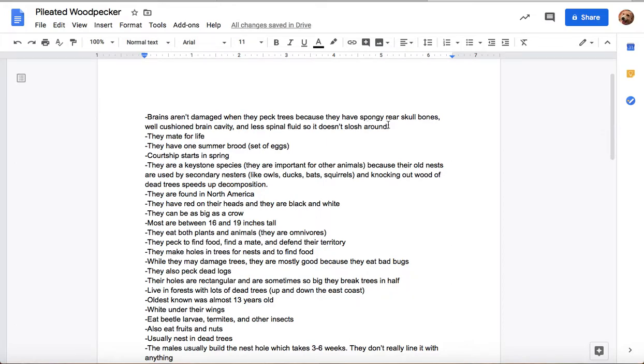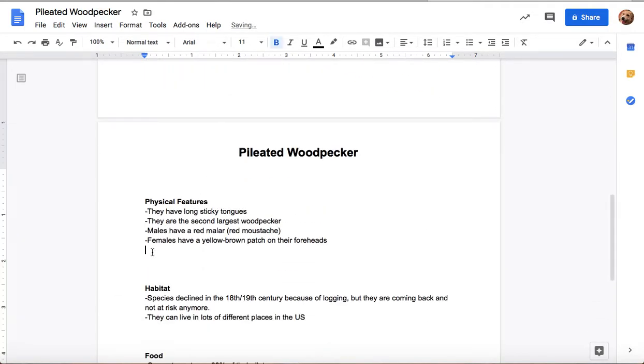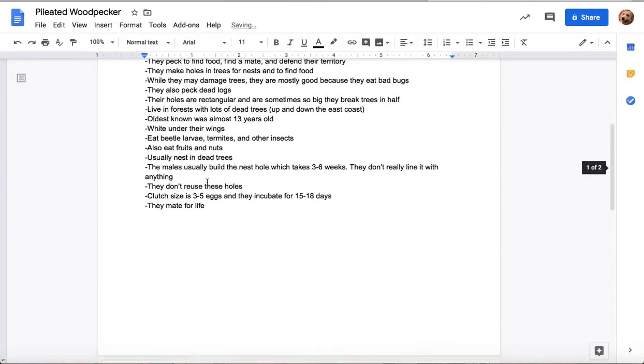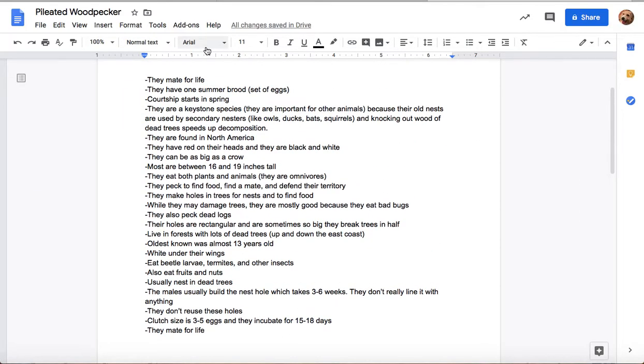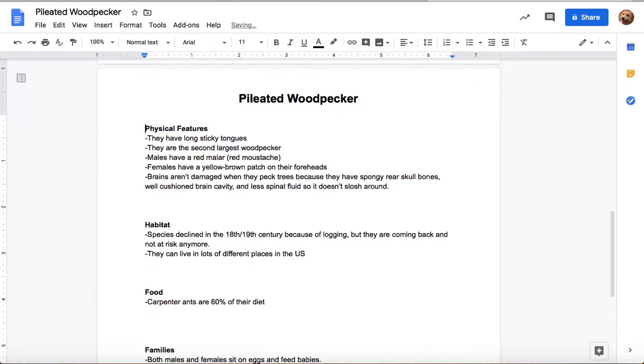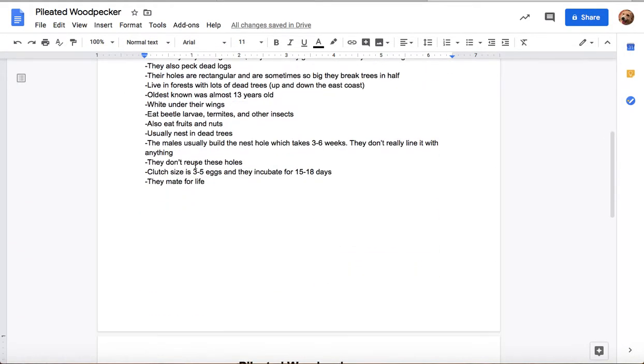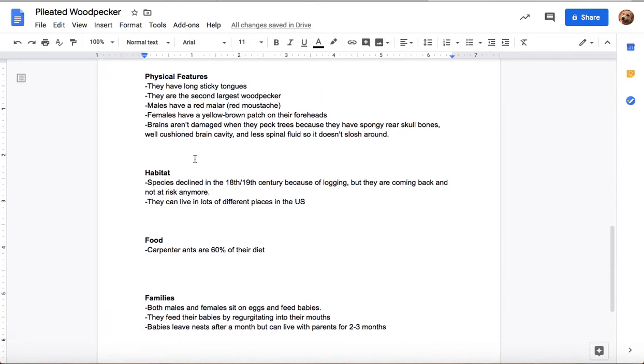Brains aren't damaged when they peck trees because they have spongy rear skulls, well-cushioned brain cavity, and less spinal fluid so it doesn't slosh around. So I'm going to put that with physical feature. So what you're going to do is you're going to sort all of your notes into correct categories so that you know how to start writing tomorrow, Tuesday. So I'm going to keep going. I'm not going to keep going on the video, but I'm going to keep going and finish this list out.